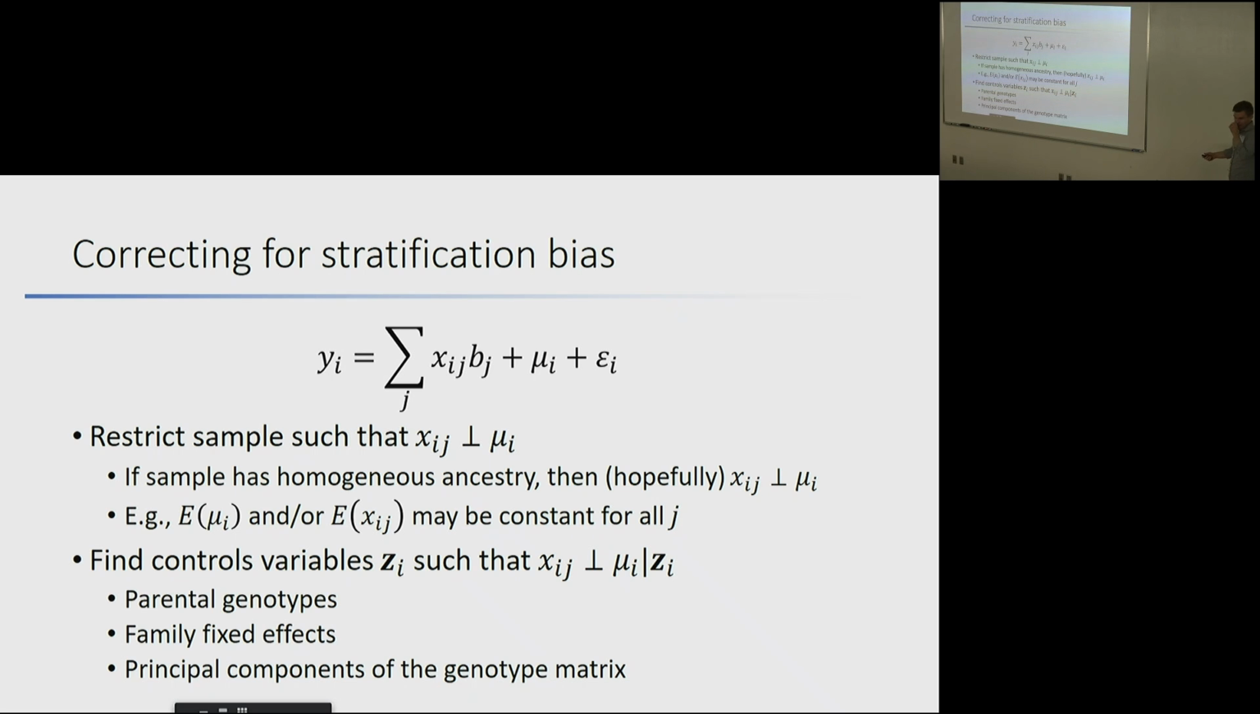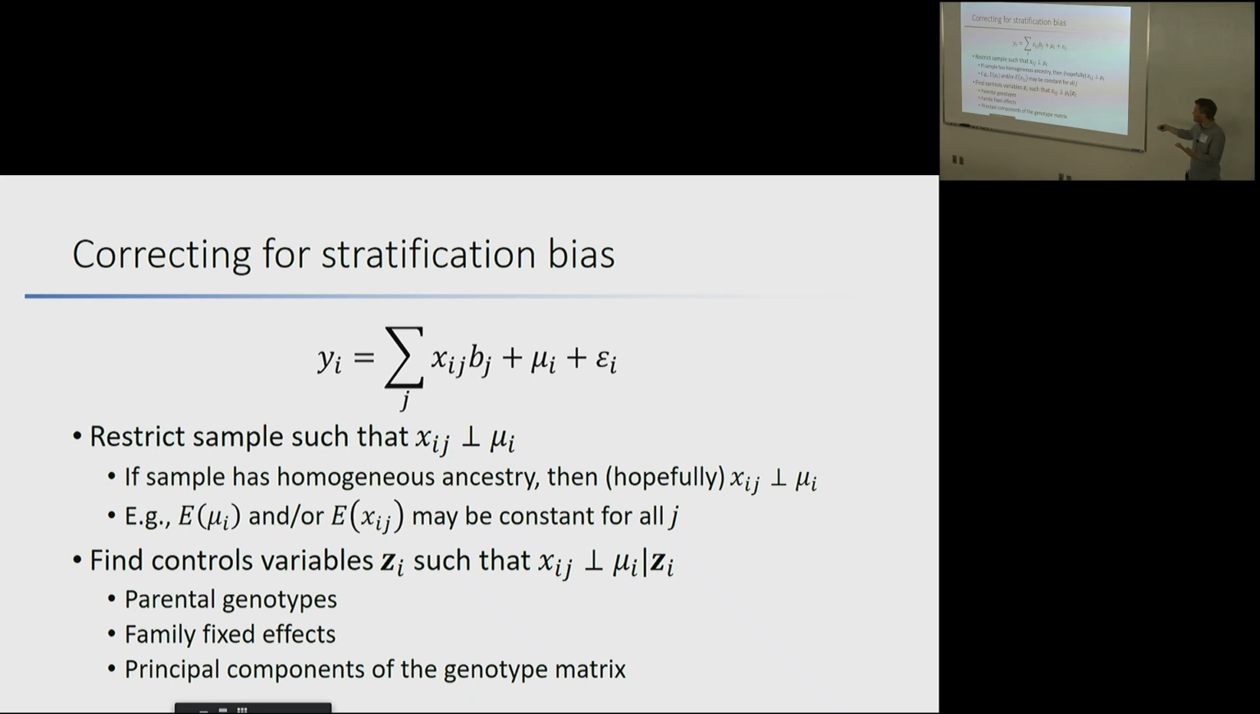So how do we deal with this? Well, as you saw in a lot of the talks today, the first thing that we often do is restrict to European ancestry samples. The goal of doing something like that is that maybe we can find a group such that the genotypes are independent of the environment. If the sample has homogeneous ancestry, then maybe the expected value of mu is the same for everybody. Mu is maybe constant. Or perhaps the expected value of x is constant across the population, and that breaks the correlation between x and mu. Hopefully, that's the goal at least.